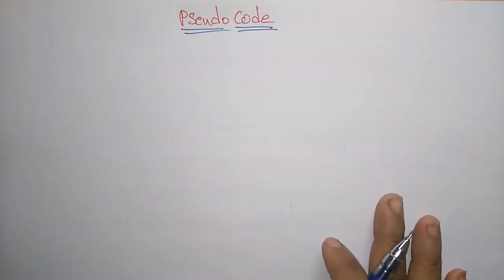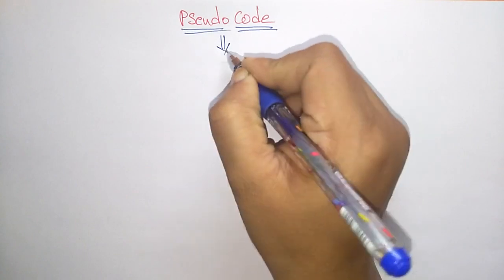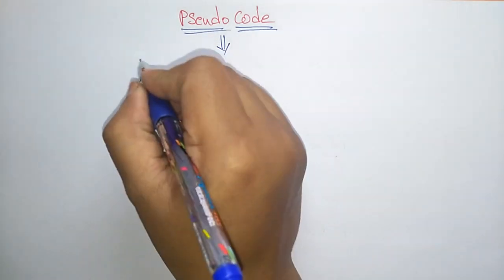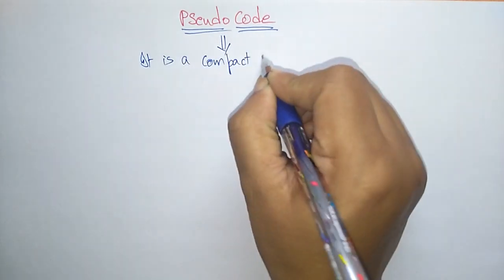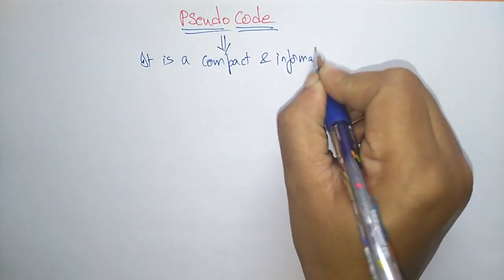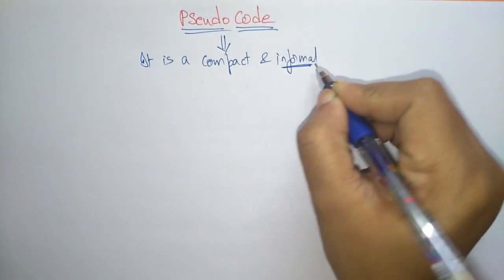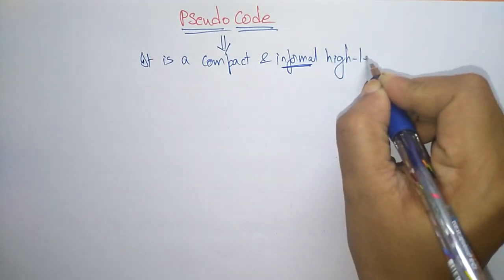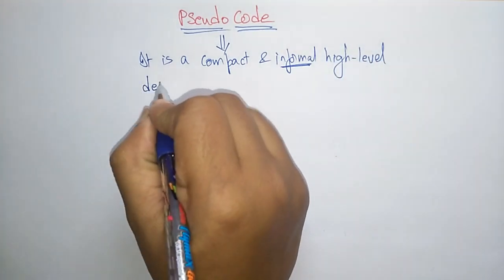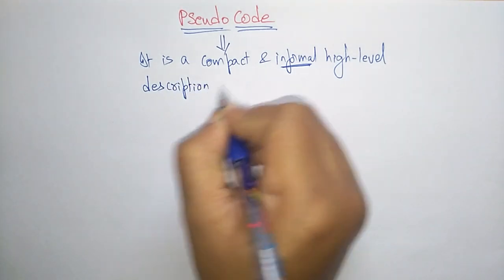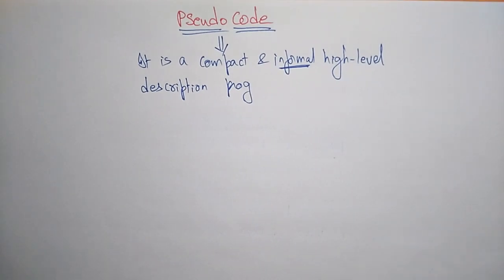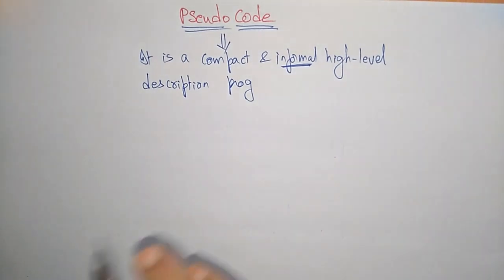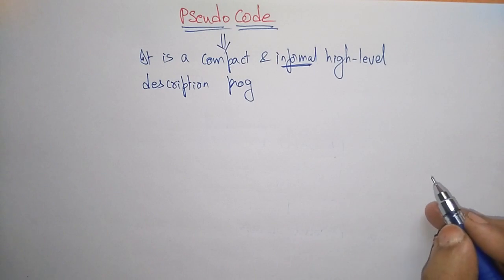Now let us see what is the pseudocode. Actually, pseudocode is nothing but a compact and informal high level description of a program. This you have to note: compact and informal. So it's just describing the program. Before writing your program, if you write it in the form of a pseudocode, then you will understand what steps you have to take while writing the program.